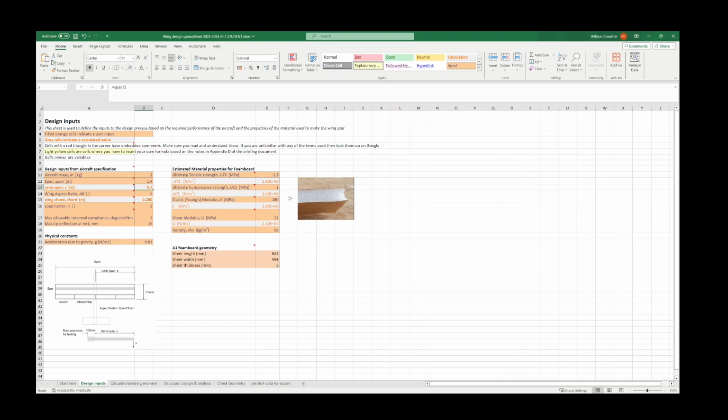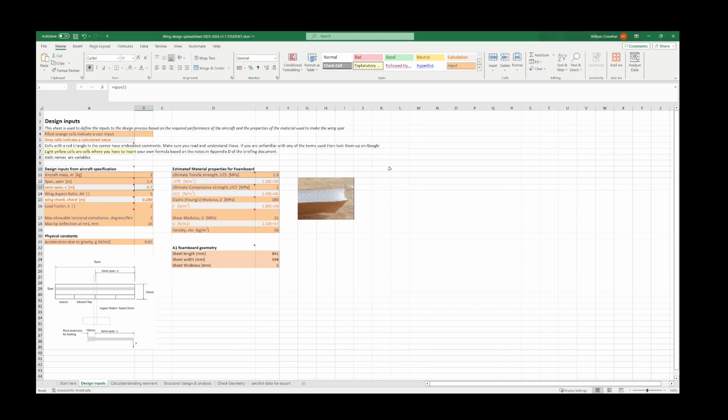Also on this table, we've got material properties. The ones we're interested in are for our material, which is foam board, and here's an example of foam board here: foam in the middle with paper either side. This is backed with brown paper. The more normal foam board is backed with normal white paper.